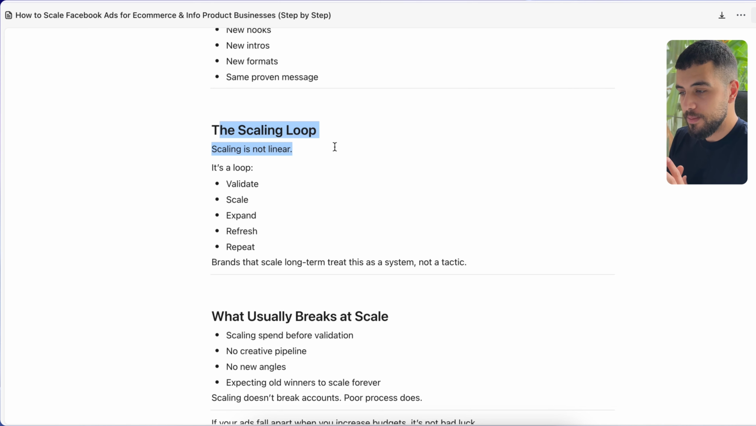When it comes to the scaling loop, if we were to summarize everything: validate. Once you validate, you have something that's working. Then move to scaling budgets, again by 20% every 24 to 48 hours. Then once this is working, expand by testing different messaging, different personas, and different creatives. Then refresh your creatives in the ad account using the new things that you're testing, and repeat. And you should be good. So this is how you build a really good, healthy ad account that scales.